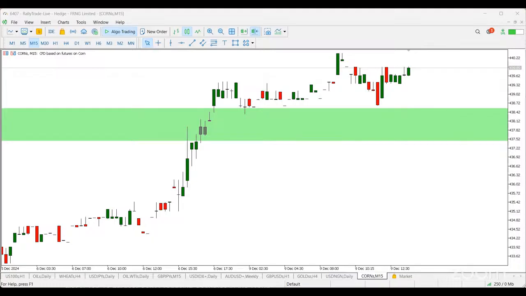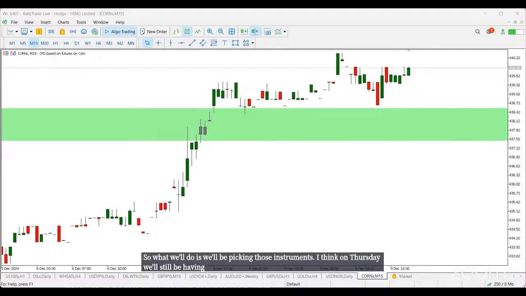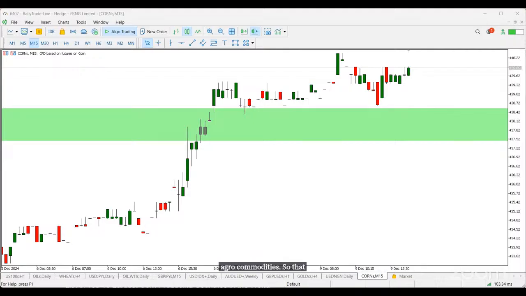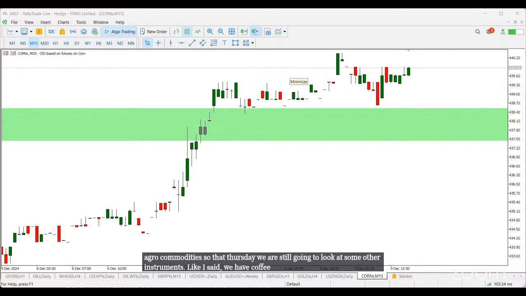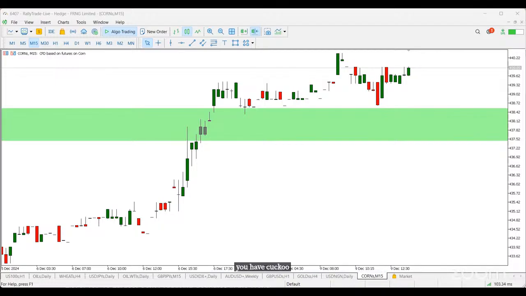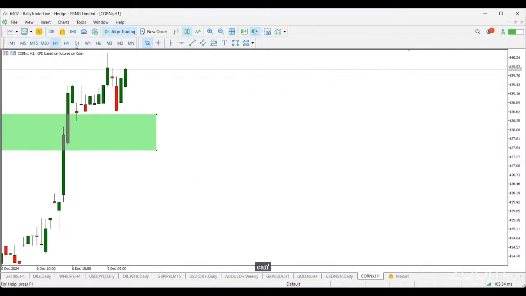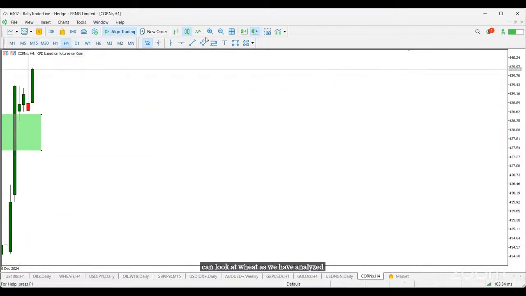So what we'll do is we'll be picking those instruments. I think on Thursday we'll still be having agro commodities, so that Thursday we are still going to look at some other instruments, like I said: we have coffee, we have cocoa, we have sugar, and all that. But I want us to really work with and consider corn and wheat as we have analyzed.